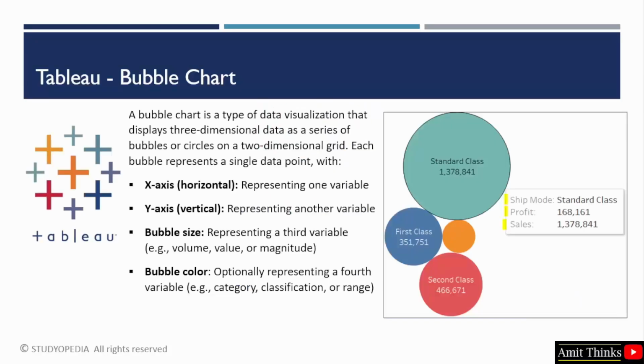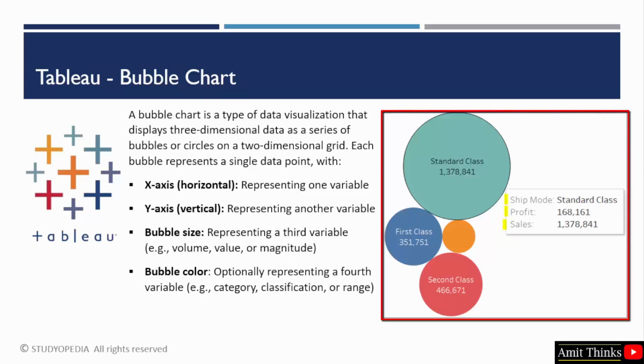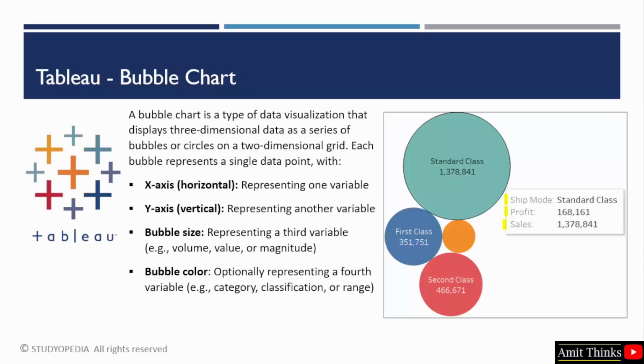So consider a bubble chart as 3-dimensional data shown as a series of bubbles or circles on a 2-dimensional grid. On the right you can see an image and it represents one variable on the x-axis, another variable on the y-axis, and a third variable for the bubble size. The bubble size may represent volume, value or magnitude. Bubble color can represent a category or a classification or even a range. So that would be your fourth variable. When you create it in Tableau, things will be more clear.